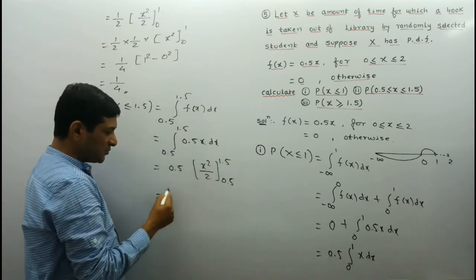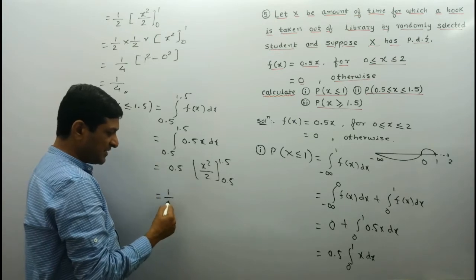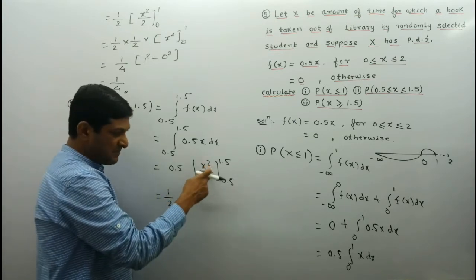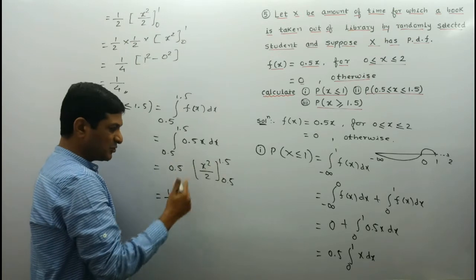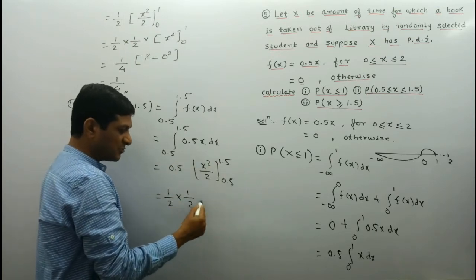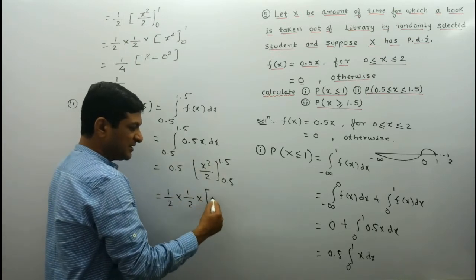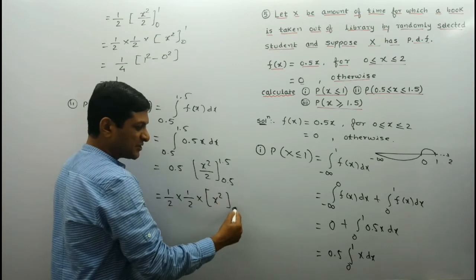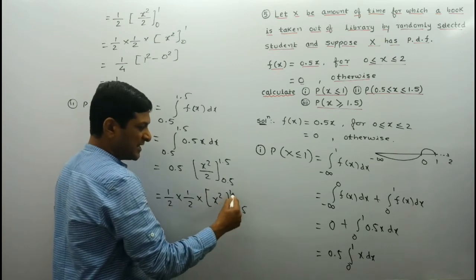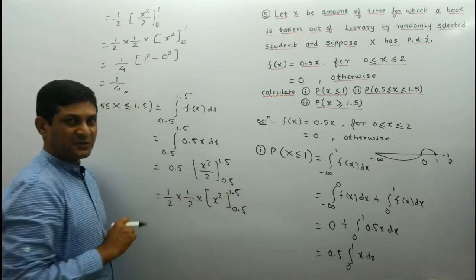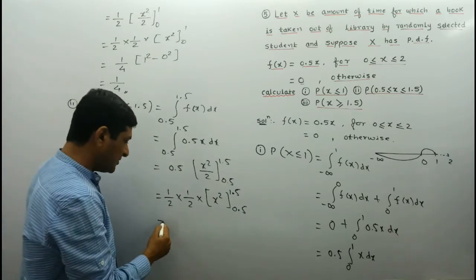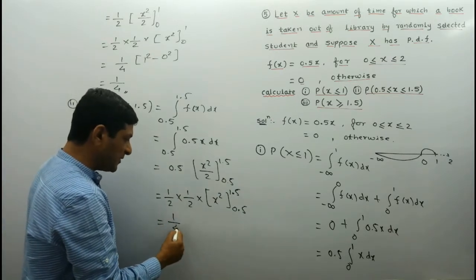So 0.5 can be written as 1 by 2, and this 1 by 2 is a constant, so take it outside the limit. The remaining term will be x square, with the limits kept as they are, 0.5 to 1.5. Now we are substituting the values of the limits here. So 1 by 2 into 1 by 2 will be equal to 1 by 4.